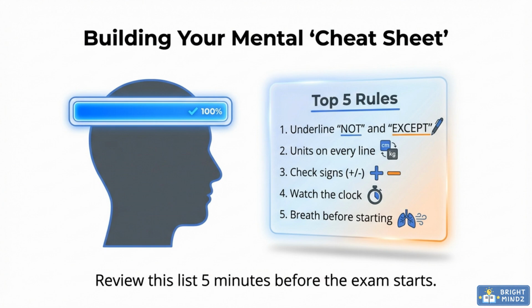A mental cheat sheet is just your top few rules you want active in your brain before the exam starts. Keep it short, 5 to 7 items max. Focus on mistakes you actually make. For example, reading words like "not" carefully, checking units, or watching signs in calculations. Write this list at home, not in the exam hall. Then, in the last 5 minutes before every exam, quietly review it and visualize using it.